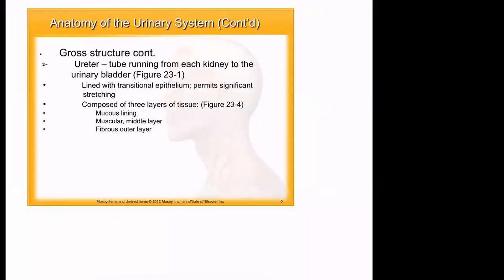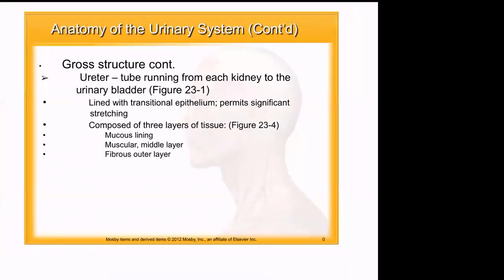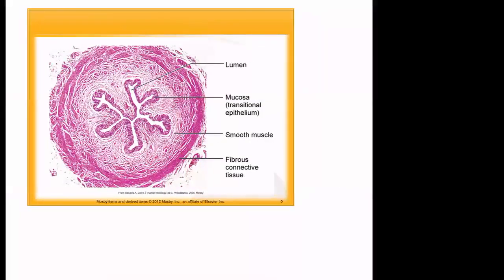the ureters, again, the tubes that are running down from the kidney to the urinary bladder, are composed of muscle in their walls. And not surprisingly, there's a lining of mucus. Because remember, we want to trap things if we can. But don't forget the muscular part, that is smooth muscle.